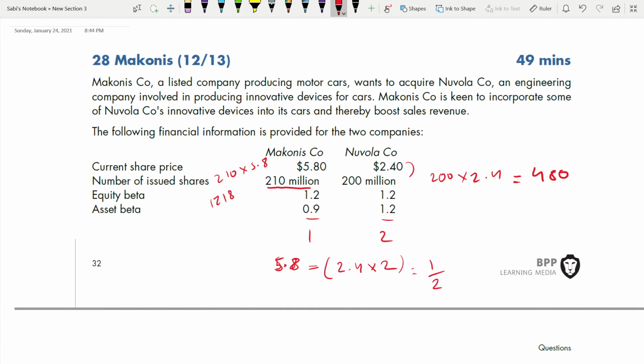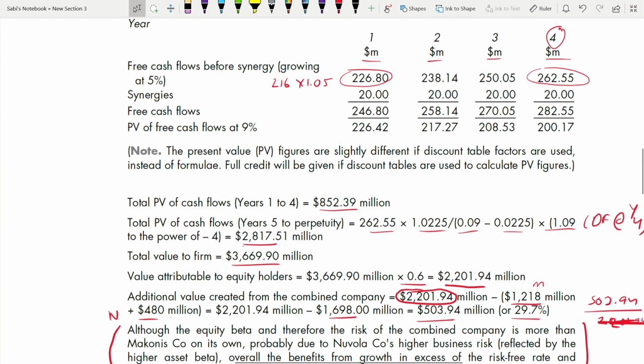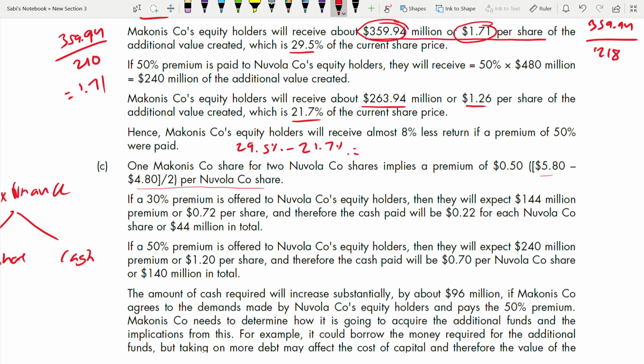1 divided by 2. 1 Makonis share for 2 means if it's 1 for Nuvola, then it will be half at Makonis. 1 share in Nuvola means half share in Makonis. That's why you are dividing 5.8 minus 4.8. Divide the whole thing by 2, which is 1 divided by 2 only, because 5.8 minus 4.8 is 1, which is divided by 2. I know it looks a little complicated. That's why I paused and went slow. So on 1 Makonis share for 2, that means 1 Nuvola share will be half for Makonis, implies a premium of 0.5.